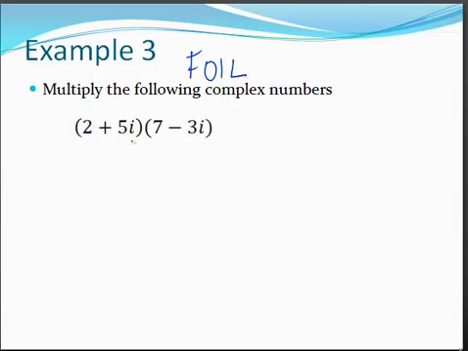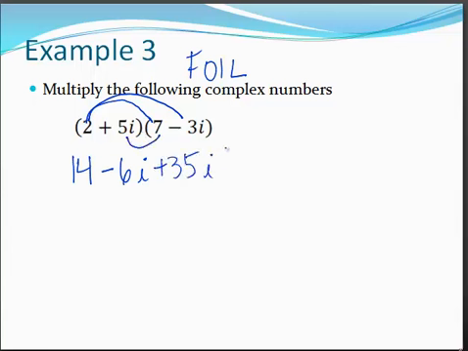So remember, FOIL stands for first times first, so 2 times 7 is 14. Outside, so 2 times negative 3i would be minus 6i. Inside would be plus 35i. And then our last terms, because we're multiplying, remember it's going to be 5 times negative 3, which is minus 15. But we're also doing i times i to get i squared.